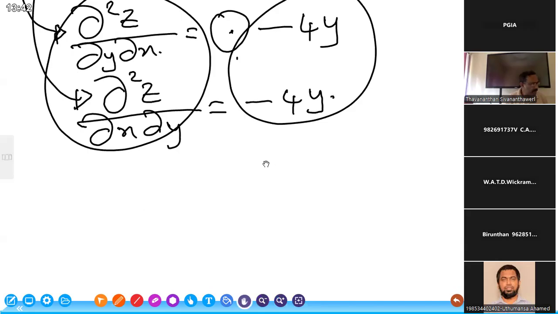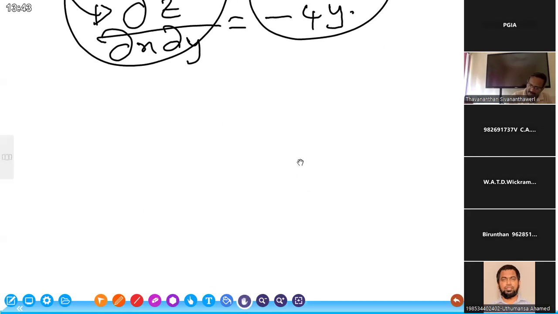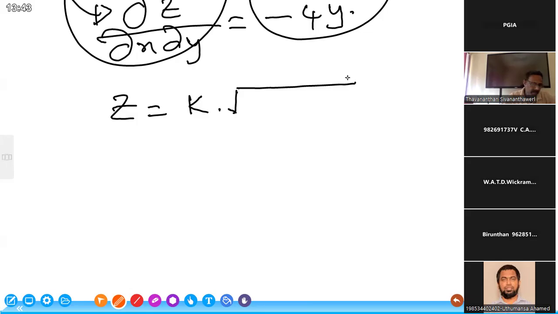I think you have some examples in the tutorial. Right. There are 6 components. I will start with the first one. For an example, let's say k into square root of x square plus y square. So this is my function. Here we have 3 variables. Z is a variable, x is a variable, y is a variable.